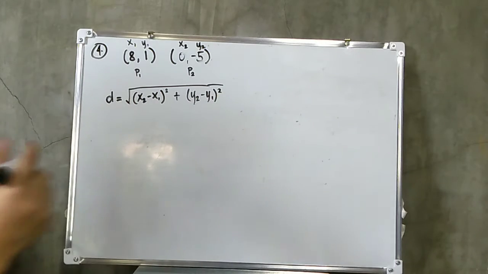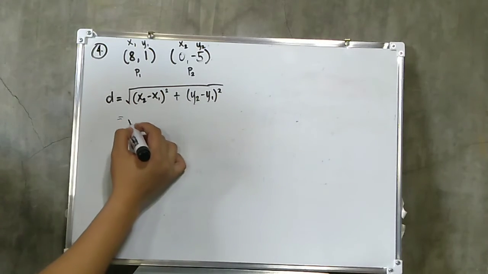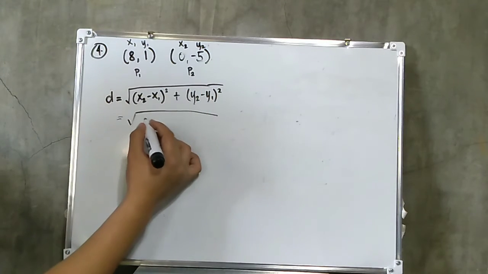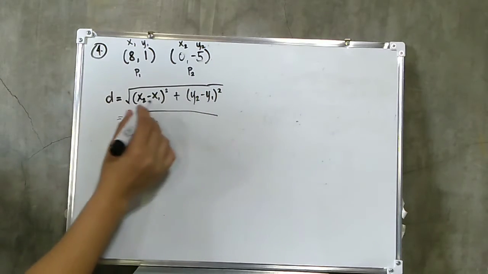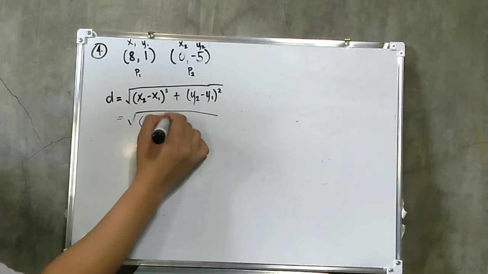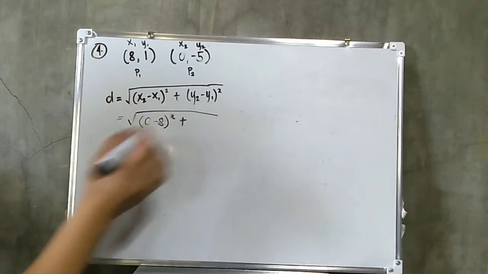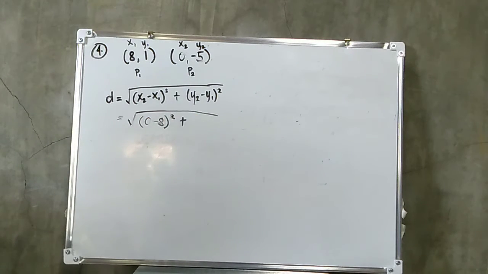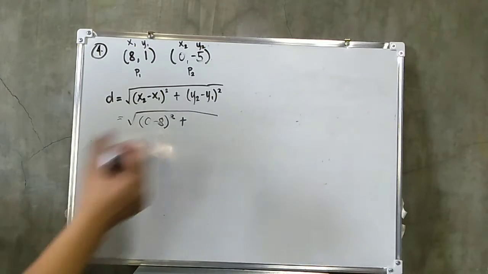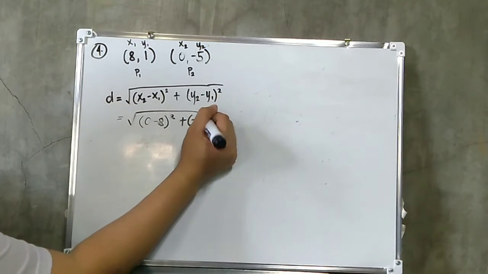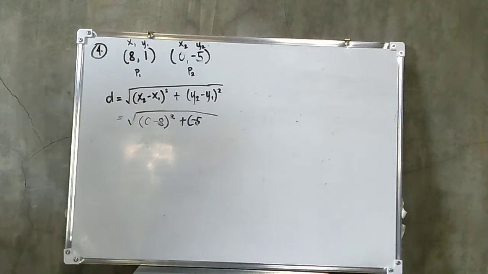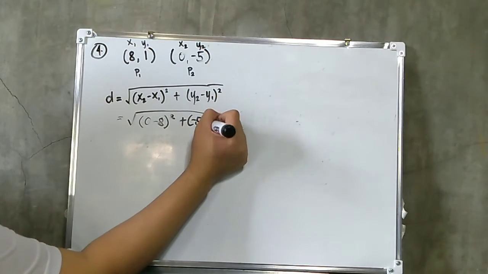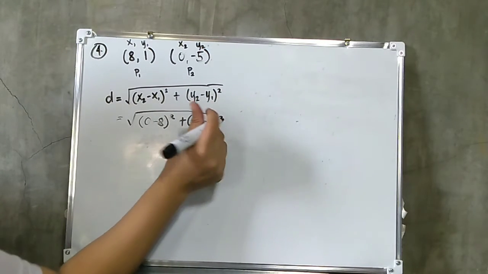Then let's substitute the numbers. X sub 2 is 0 minus x sub 1, 8. Then squared. Plus y sub 2, we have negative 5, and y sub 1, we have 1, minus 1, squared.